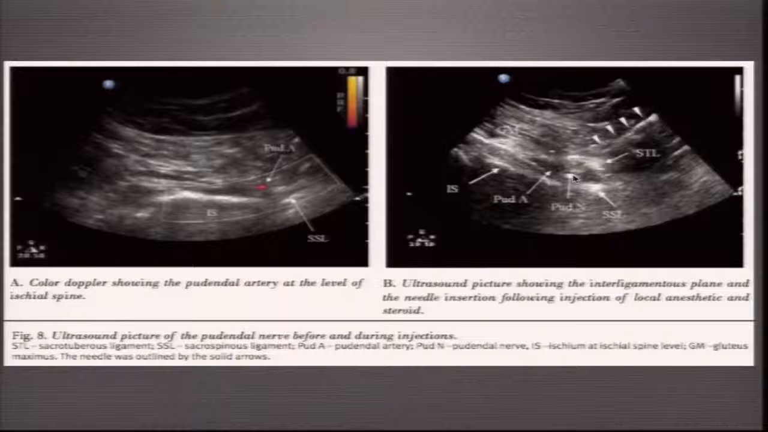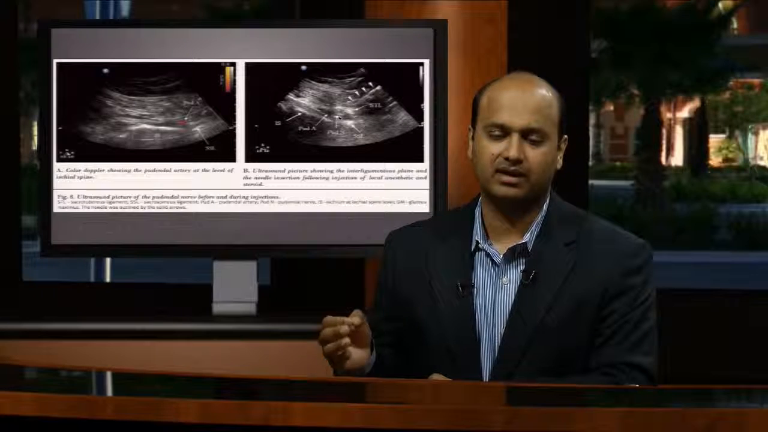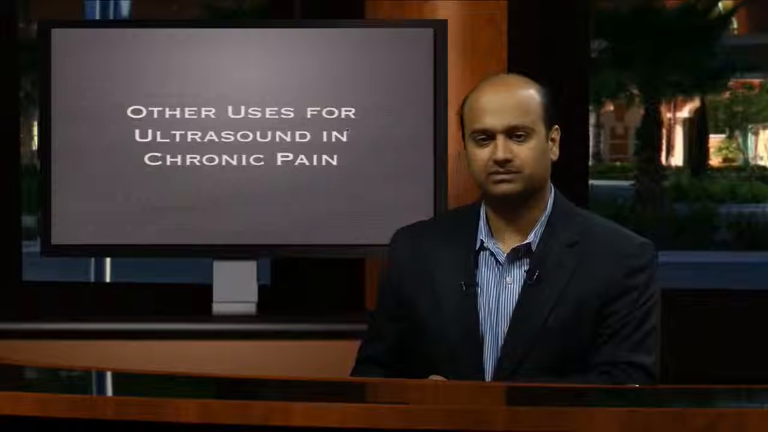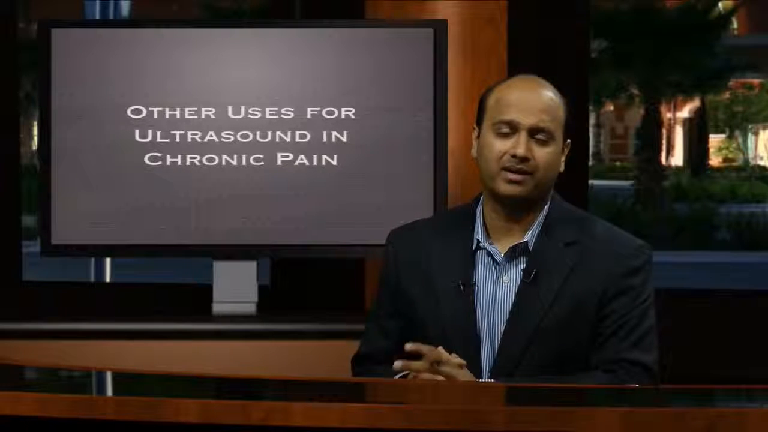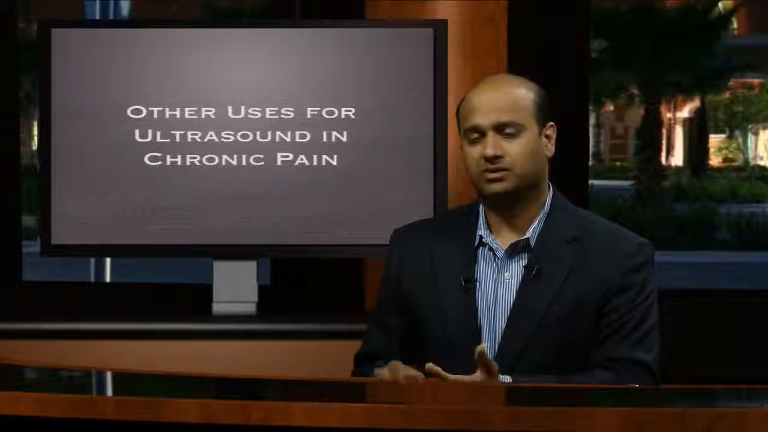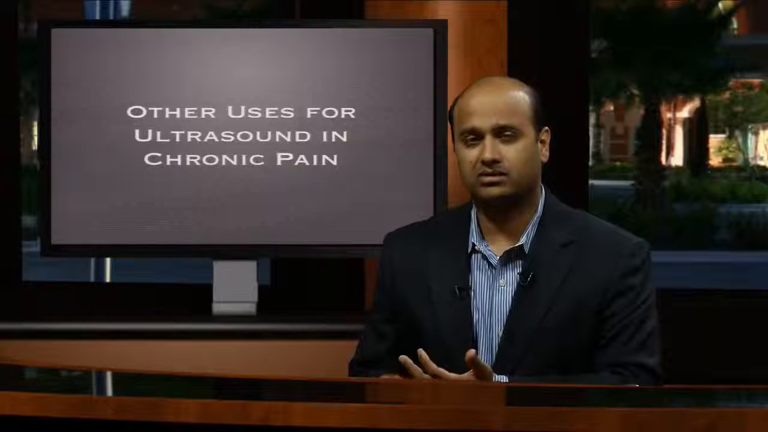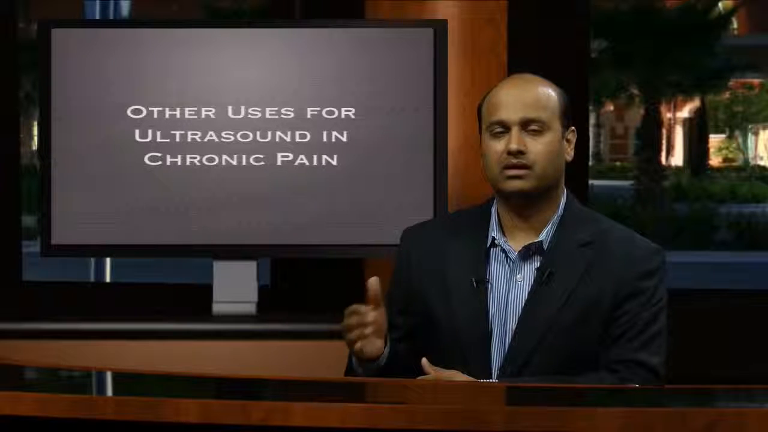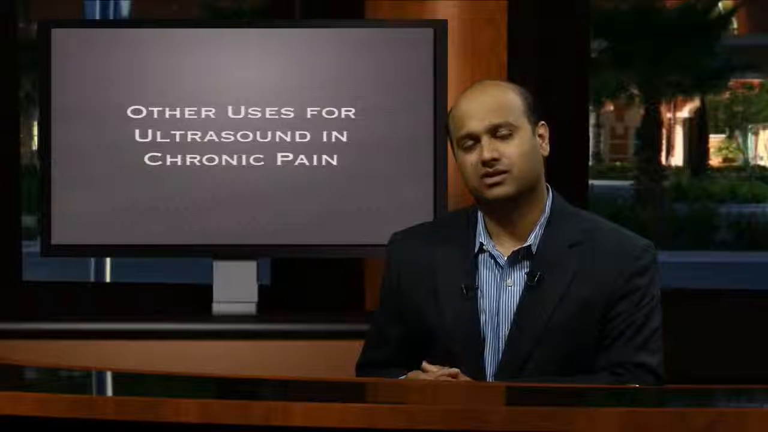Again, fairly easy to do. Once you identify the anatomy, driving the needle to the space is quick and relatively painless. There are a variety of other uses of ultrasound for chronic pain. This is briefly a sample of those things. Suprascapular nerve blocks, intercostal nerve blocks, any of the peripheral nerve blocks that are used for acute pain can be used to help diagnose and treat chronic pain conditions in those areas.